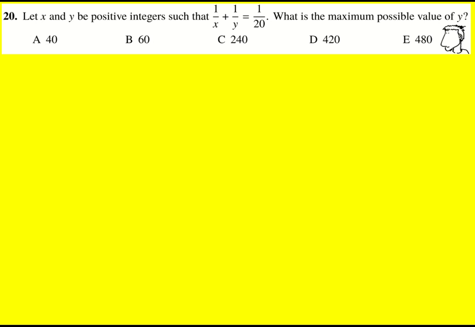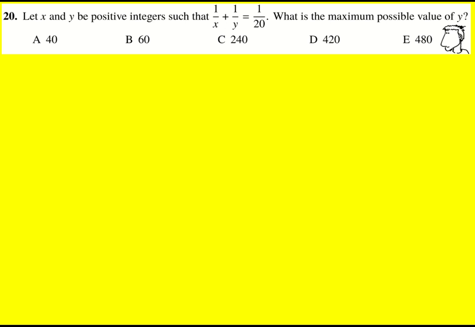Nice question here. We've got 1 over x plus 1 over y is 1 over 20. What is the maximum possible value of y? Okay, now you can't just look at this straight away and say, right, y is going to be one of these. I mean, you could try these out, I suppose. Yeah, that is one way of doing this question, like substitute in 480 as your starting one and see if it can work. But let's not use that approach.